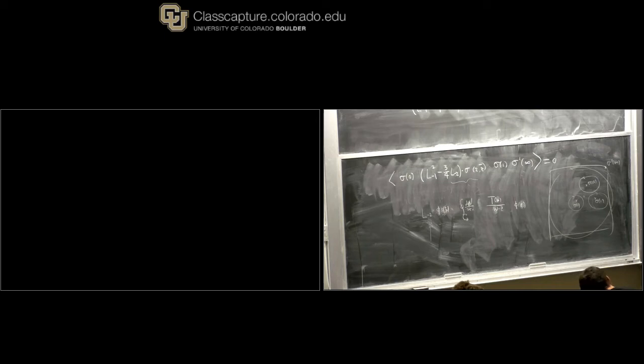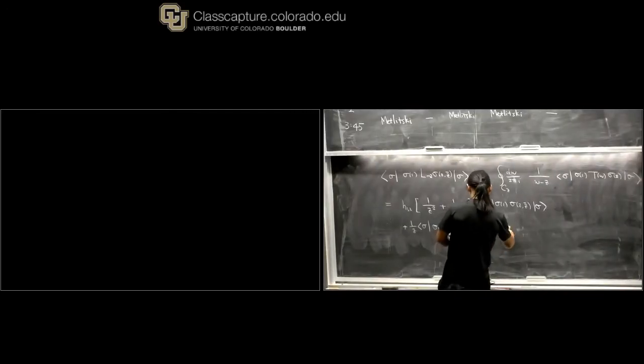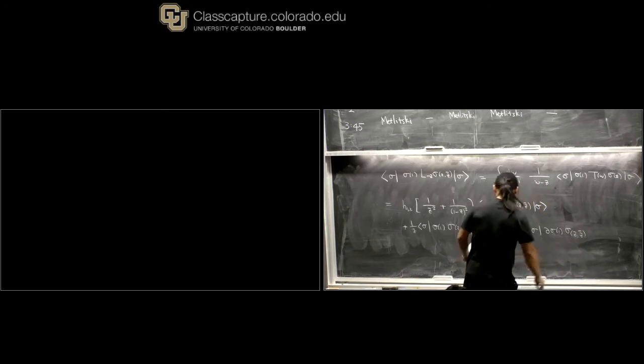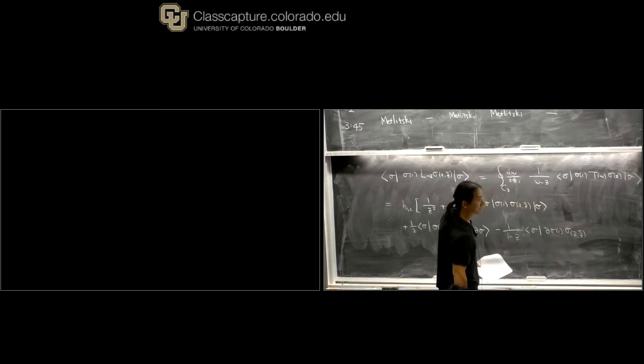And then there's a term that involves the derivative of the operator at 0. And then there's a term that involves the derivative of the operator sigma at 1. That comes from the 1 over w singularity, or 1 over w minus 1 singularity, in the OPE of T with sigma at 0 and sigma at 1.